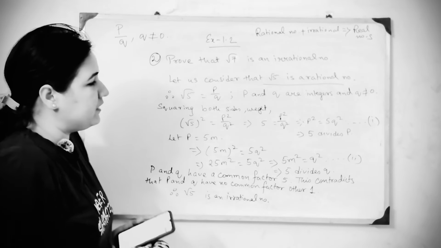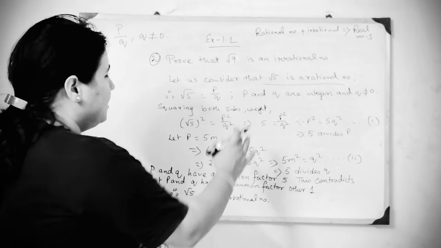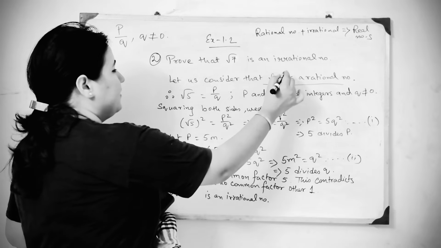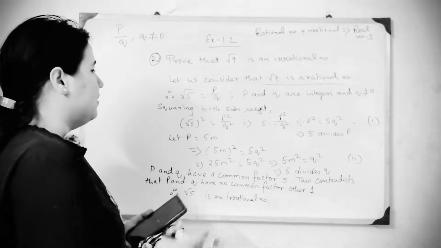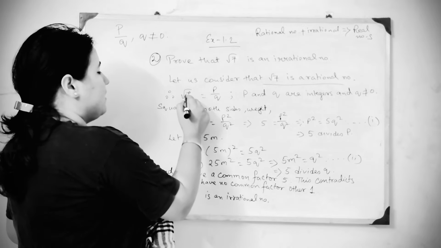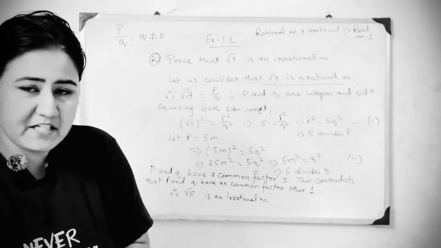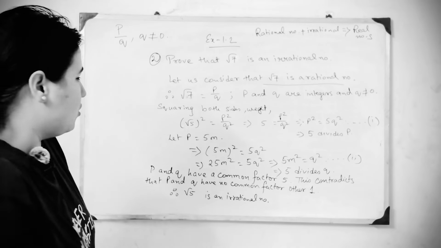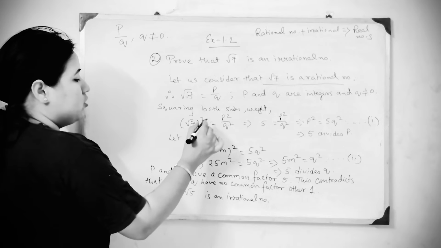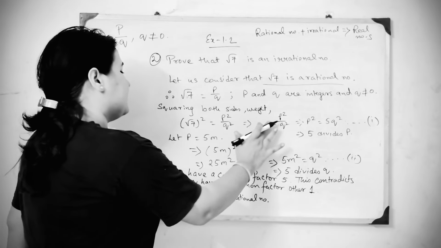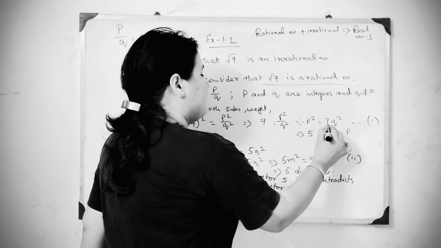In order to prove that it is an irrational number, the same thing has to be repeated. Let us assume root 7 is a rational number. Here we can write root 7 equals p by q, where p and q are integers and q is not equal to 0. On squaring both sides, we get root 7 whole square, or here we will get 7, equals p square by q square, or p square equals 7q square.